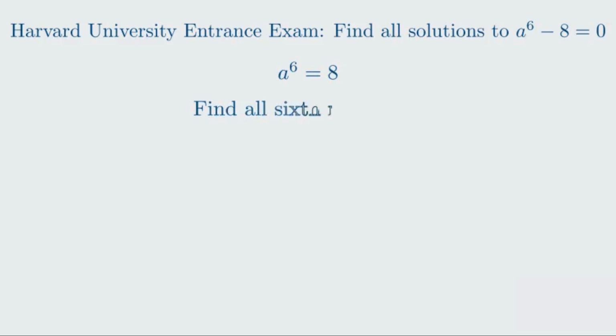It's important to remember that for any positive integer n, a number has n complex nth roots. Since we're looking for sixth roots, we should expect to find 6 different solutions. Let's find them all. To find these complex roots, we'll use De Moivre's theorem. But first, we need to convert the number 8 from its rectangular form to its polar form.